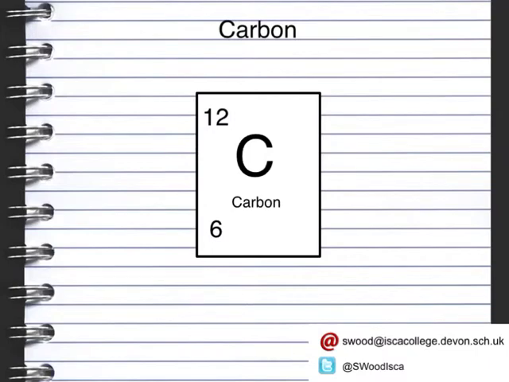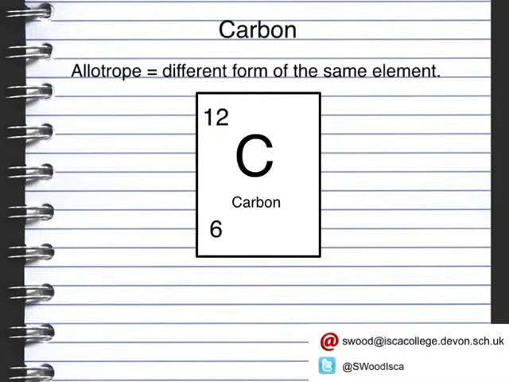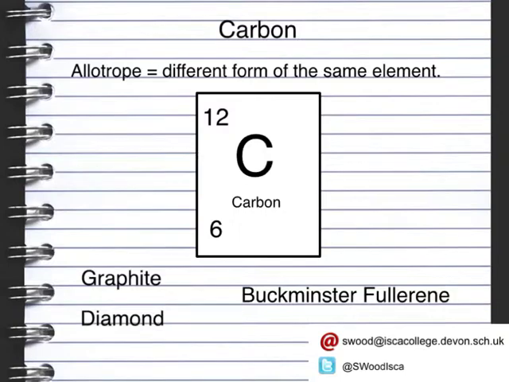Now the different arrangements of carbon atoms are what we call an allotrope, and that is the different form of the same element. Now with the allotropes of carbon, they have a different arrangement of atoms. Now there are 3 arrangements: carbon graphite, carbon diamond and a Buckminster fullerene.